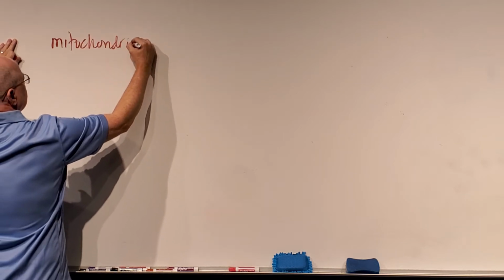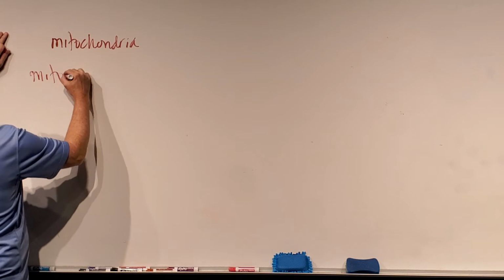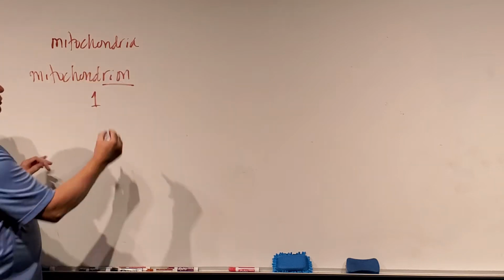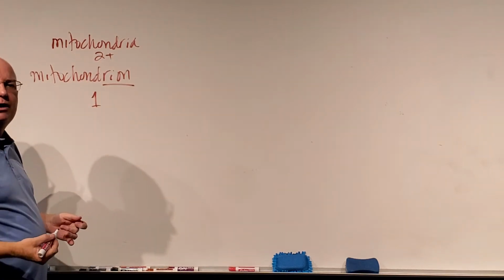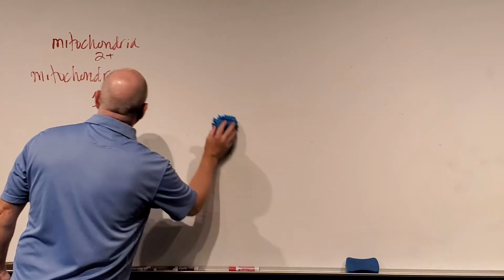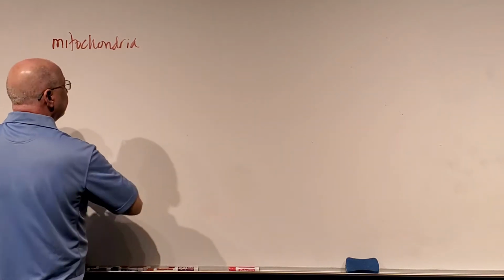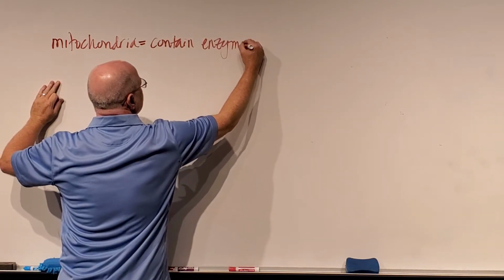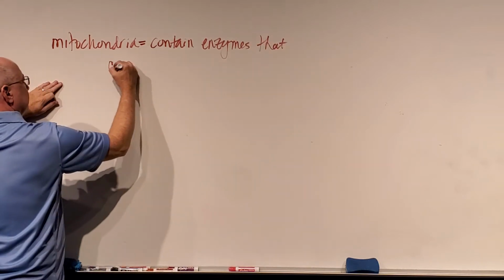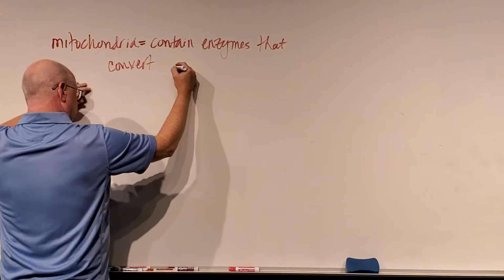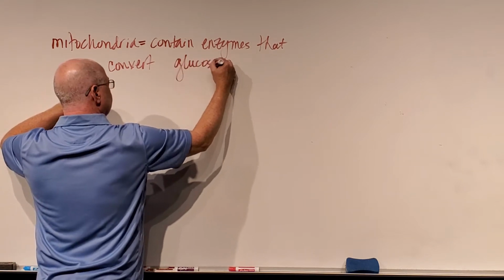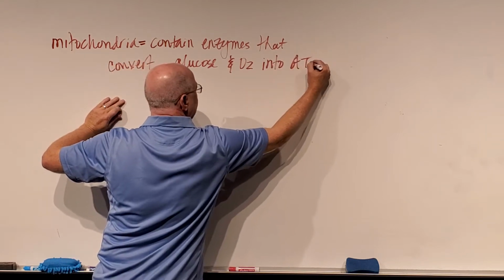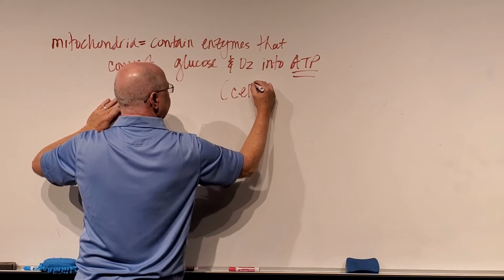mitochondria. And if you see it written this way, mitochondrion, that's one. Mitochondria is two or more. It's plural for mitochondrion. They're the same thing. So what mitochondria do is this. They contain enzymes that convert glucose and oxygen into ATP, which is the cellular energy.